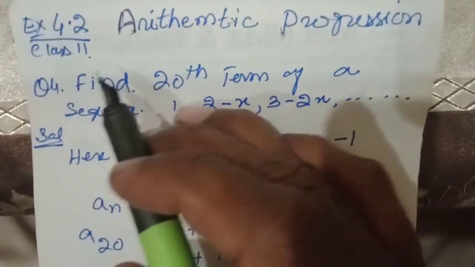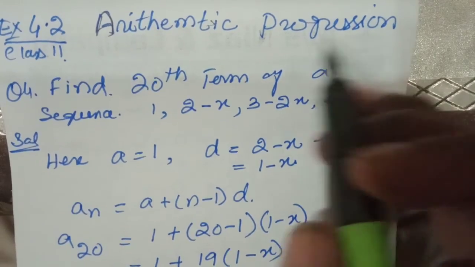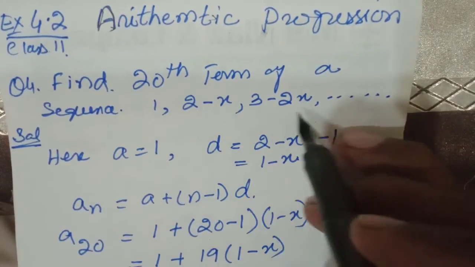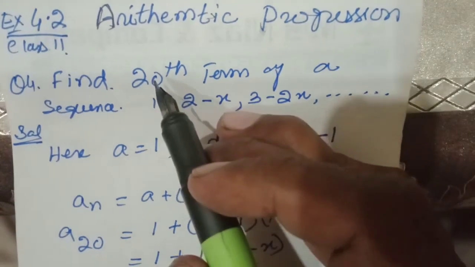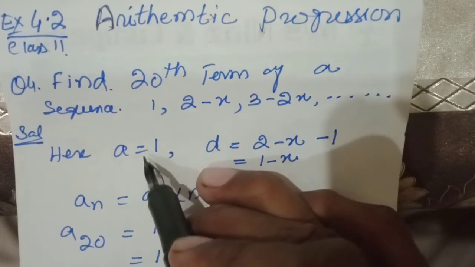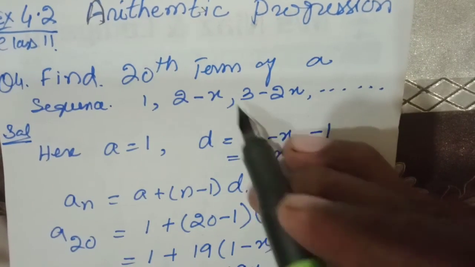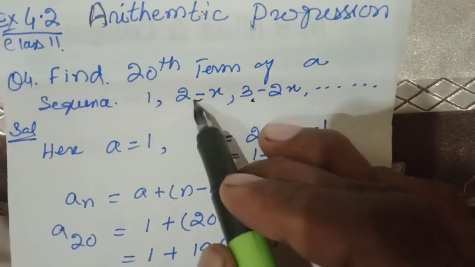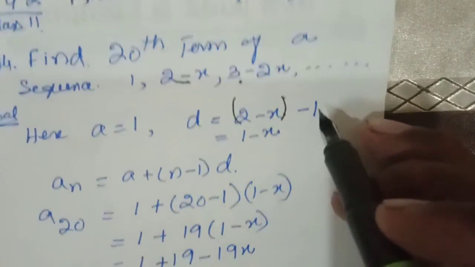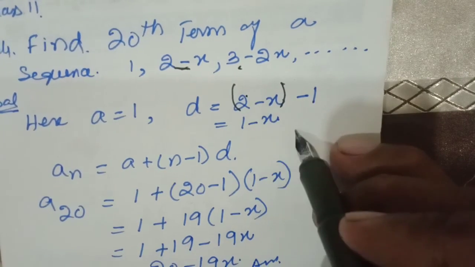Now we have some more examples of questions on arithmetic progression. Find the 20th term of the AP whose sequence is given. Simply find the 20th term. The first term a is given, and from the second term you can find the common difference by subtracting: second term minus first term. This gives the difference d = 1 minus x.